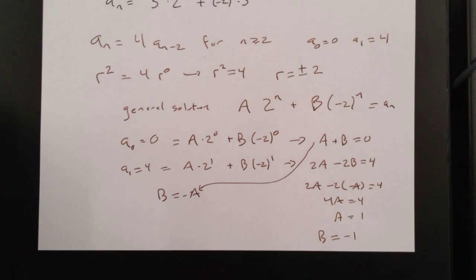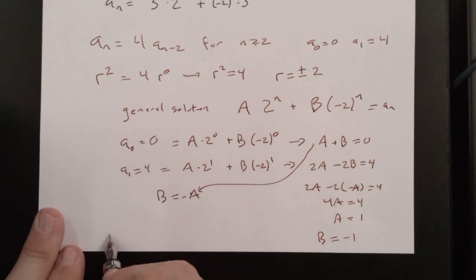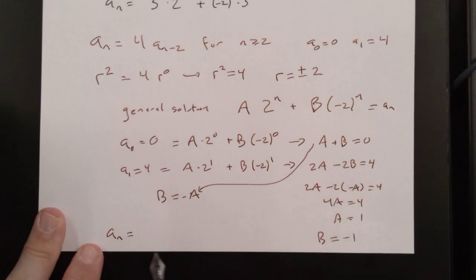The worst part of all of this is the freaking arithmetic. I make arithmetic and sign errors all over the place here. But that means I now know AN. AN is 1 times 2 to the n minus negative 2 to the n.